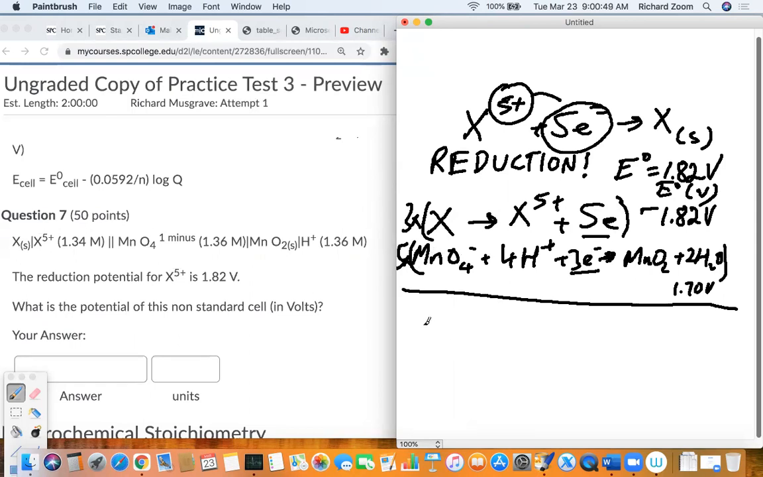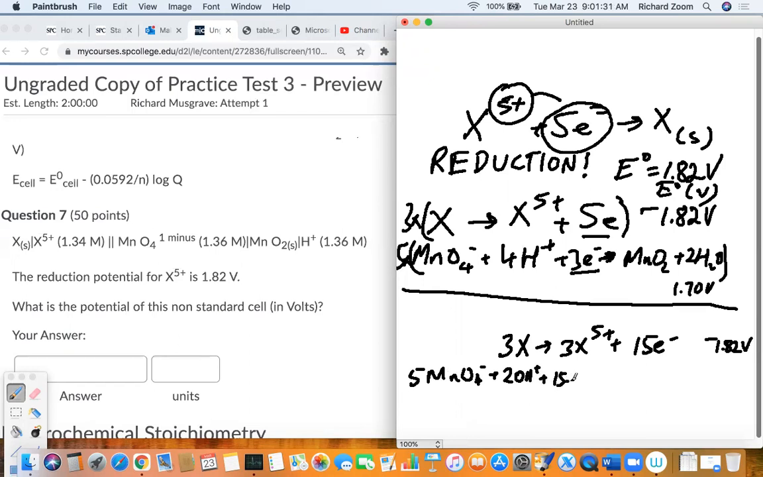Okay. So what I'll do is I will actually write this out completely. It'll be 3x gives 3x5 plus 15 electrons. Now remember, I don't touch the electrode potential. It's still negative 1.82 volts. And on the bottom one, I multiply that one by 5. Notice how I just multiply all of these coefficients.